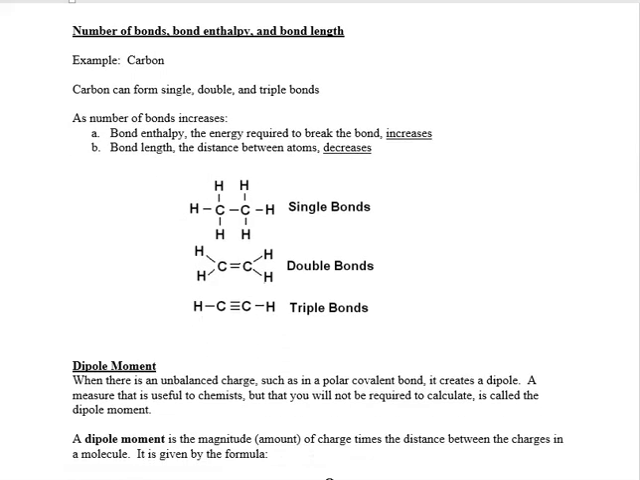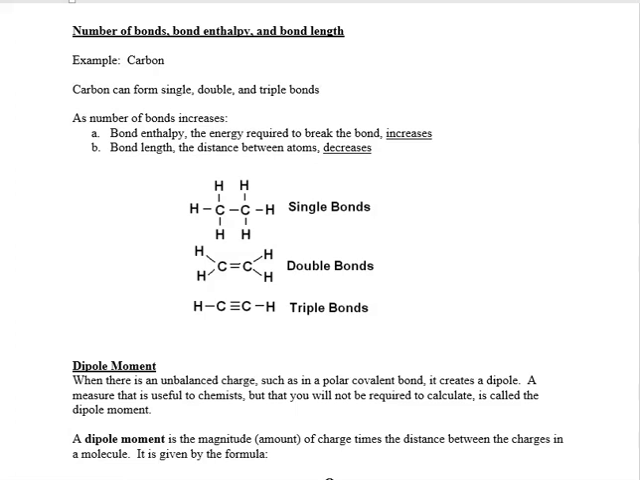Okay. Number of bonds, bond enthalpy, and bond length. Example, carbon. Carbon can form single, double, or triple bonds. As number of bonds increases, the bond enthalpy, that is the energy required to break the bond, increases. We talked about that in class, but we haven't gotten to it yet in review. Remember, enthalpy is heat. It's the energy that goes into or out of a chemical reaction or a chemical compound when you either form the compound or break the bonds in the compound.